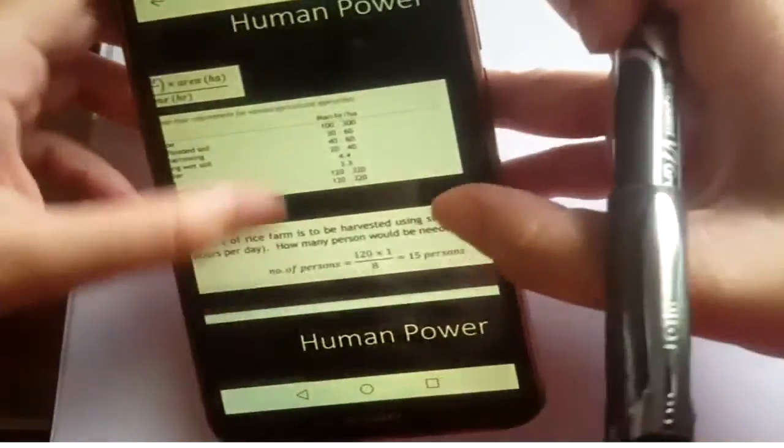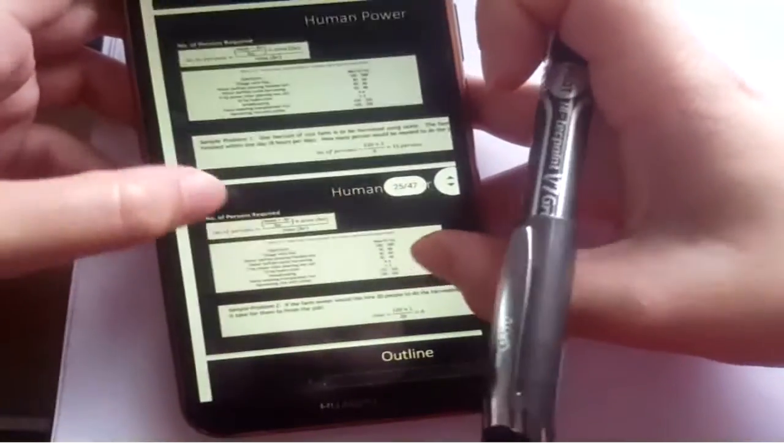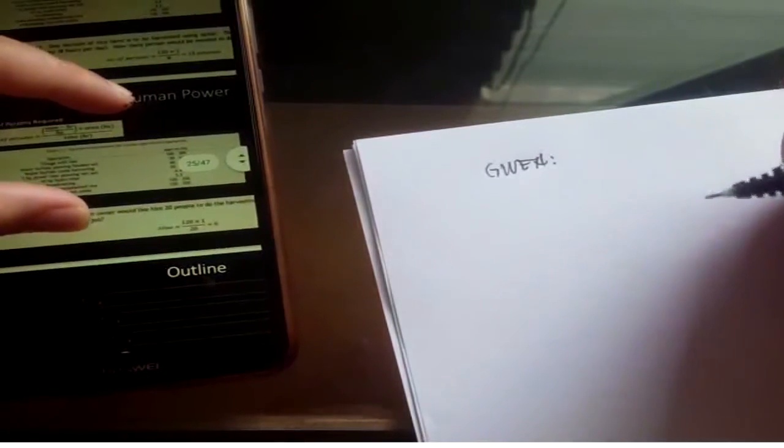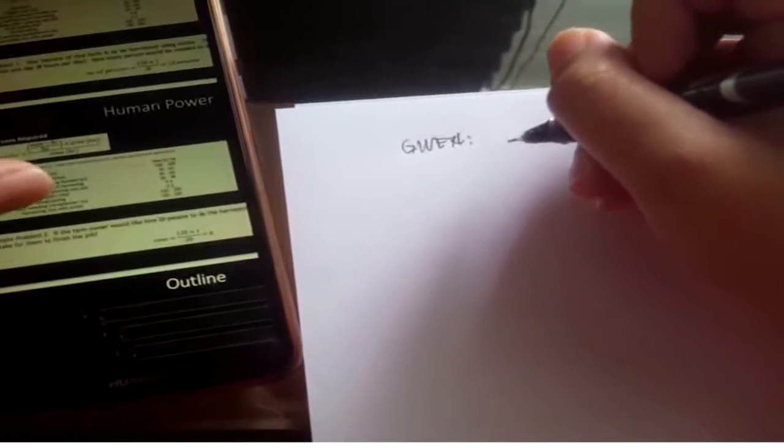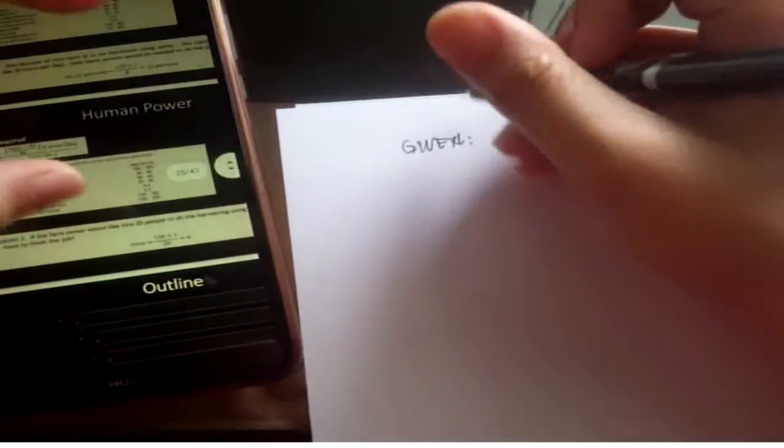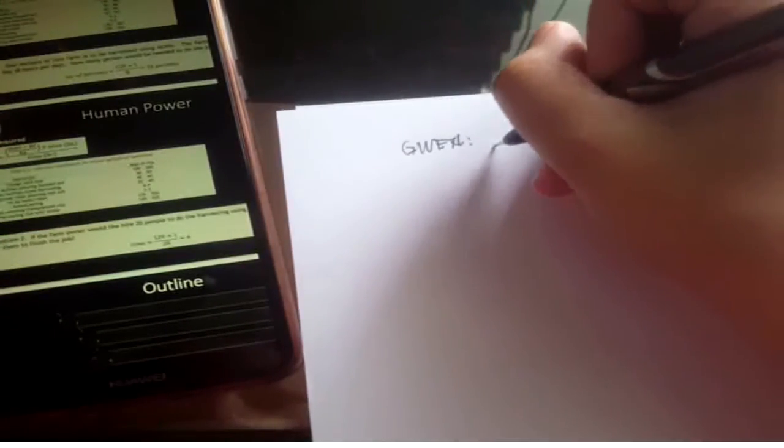So problem number 2. If the farm owner would hire 20 people, so instead of writing the problem here, you can now go back to your lecture and read the problem. So this time, let me only write down the given values. For problem number 2, if the farm owner would like to hire 20 people, so the number of persons is 20 men to do the harvesting using sickle.